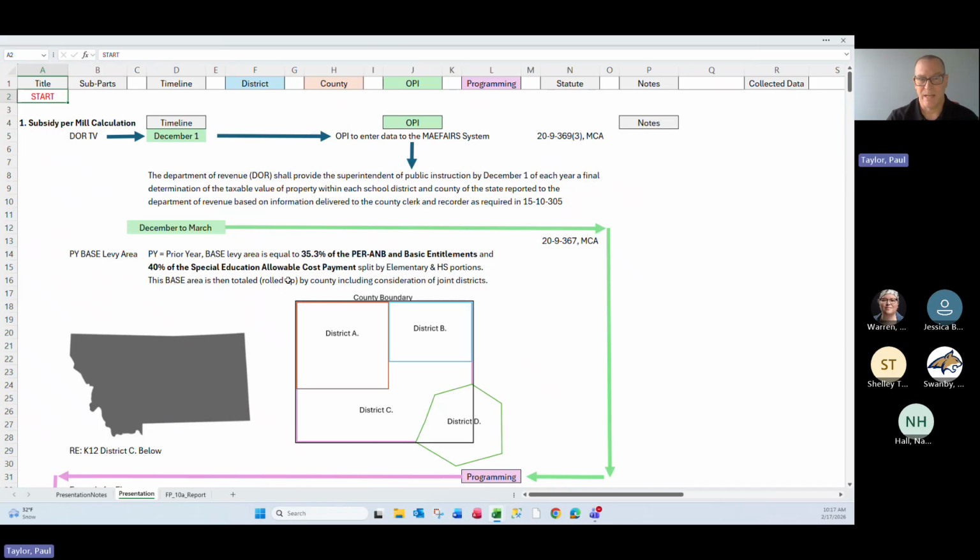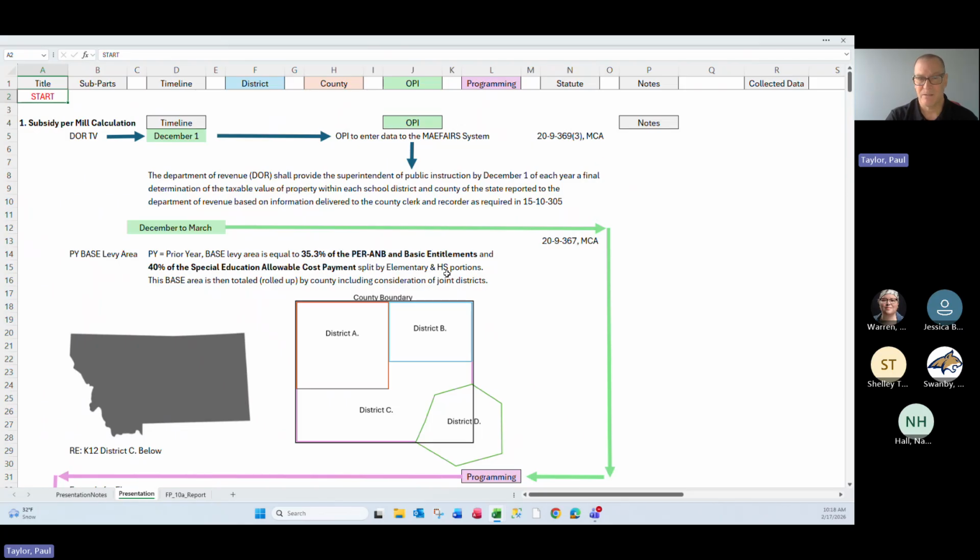Okay, so now the next part of this statement says split by elementary and high school portions. The reason we have to split it by elementary and high school portions is because part of this calculation is going to use taxable value. We receive taxable values for all elementary schools, and we receive it for all high schools. And when we split, it's really talking about our K-12 districts. We have to find a way to assure that we can split the K-12 into its component parts, being that of an elementary area and a high school area.